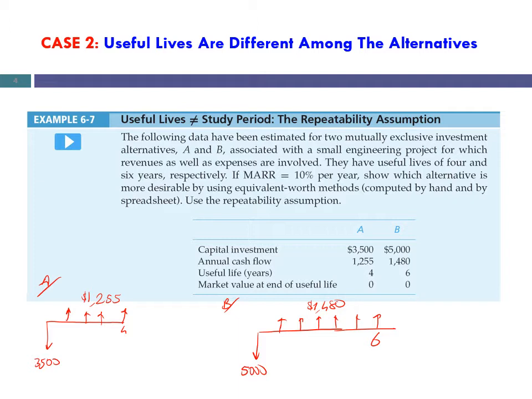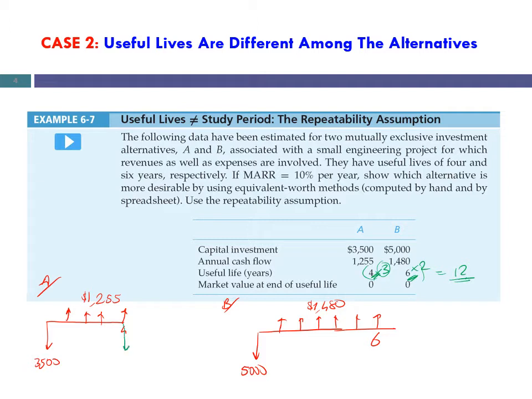And how can we do that? The useful lives are 4 and 6. What is the least common multiple of these two numbers? It is 12, right? So if I multiply this by 3 and this one by 2, then 12 is the least common multiple. So what does it mean? It says to repeat the first project 3 times. And what does repeating mean?